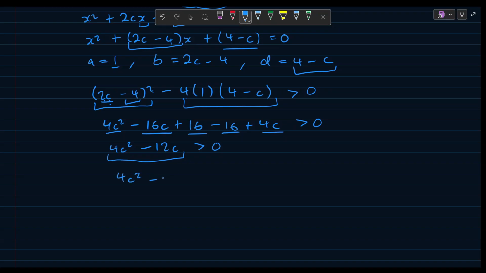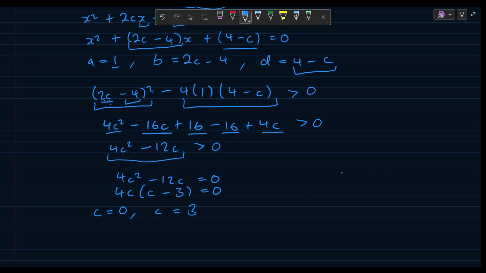So 4c squared minus 12c is equal to 0, and this is a 2-term quadratic, so we can factor out a 4c here, and we end up with c minus, that's 12c divided by 4c, that's 3. So 4c times (c minus 3) is equal to 0. So you get that c is either 0 or c is equal to 3.